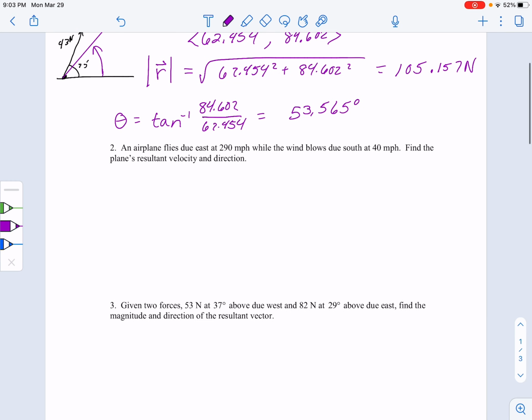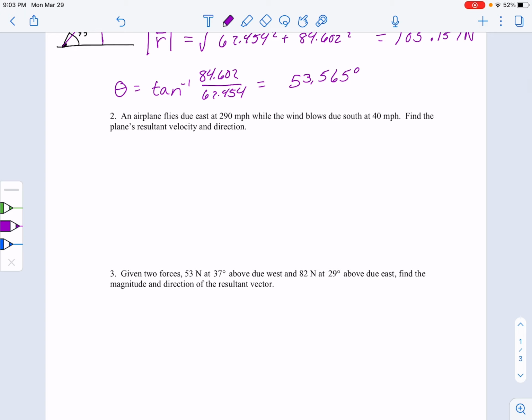All right, this one we have to learn a little bit. An airplane is flying due east at 290 miles an hour. Okay, so he's going this way, 290. The wind is blowing due south, so it's coming from the north, blowing south at 40 miles an hour. And you want to find the plane's resultant velocity. So that's going to be from here to here, from where you started to where you ended.